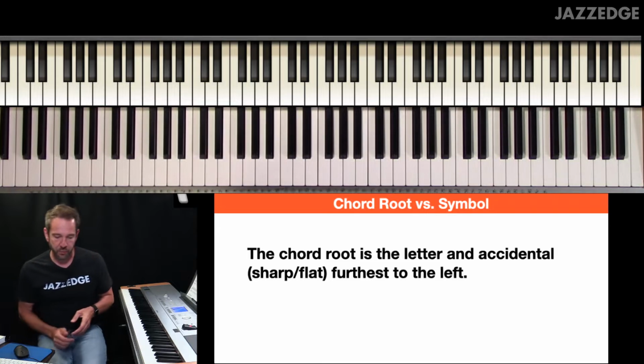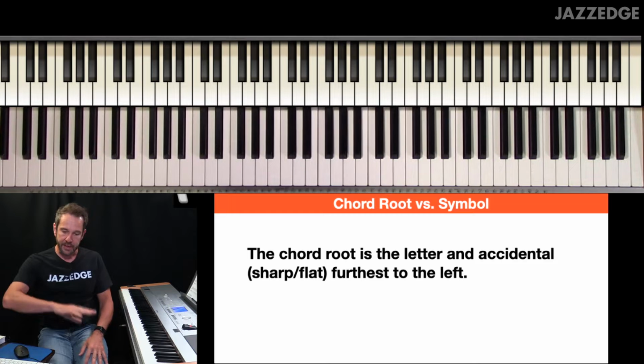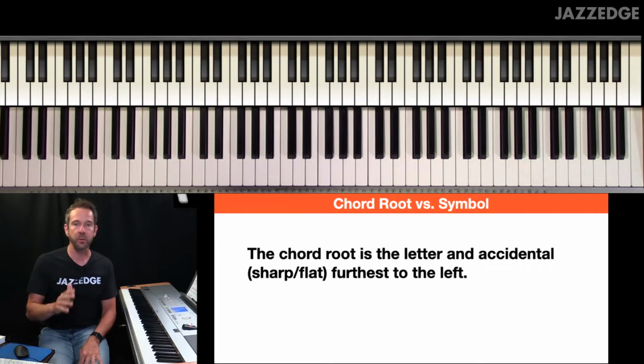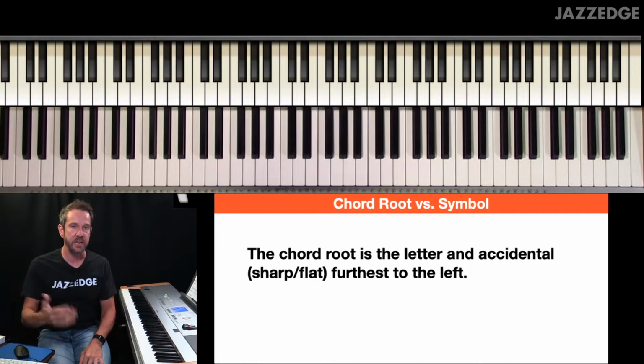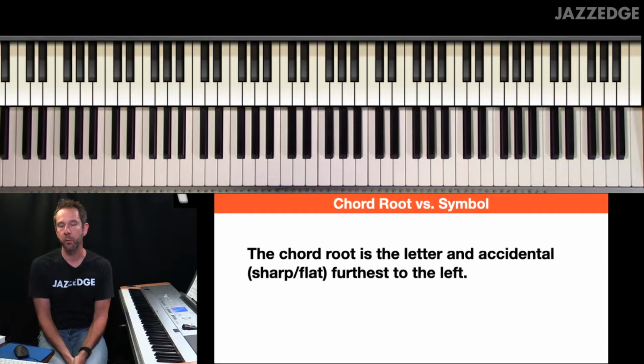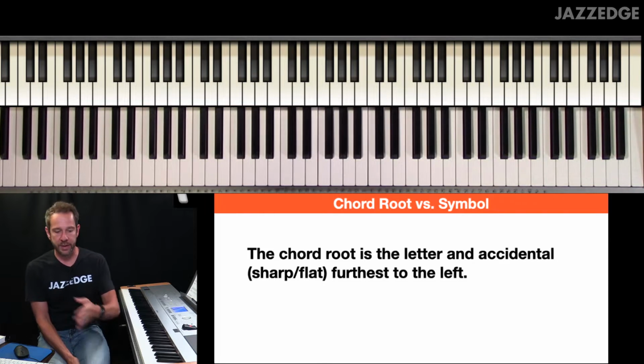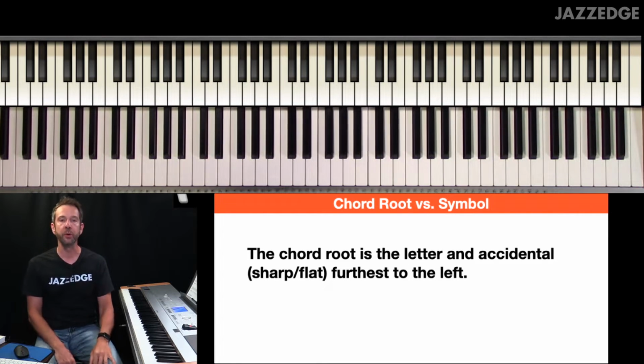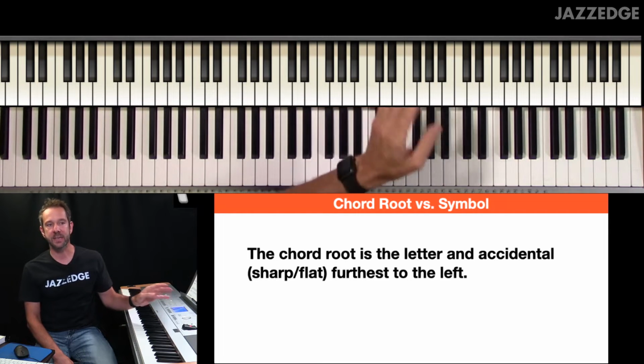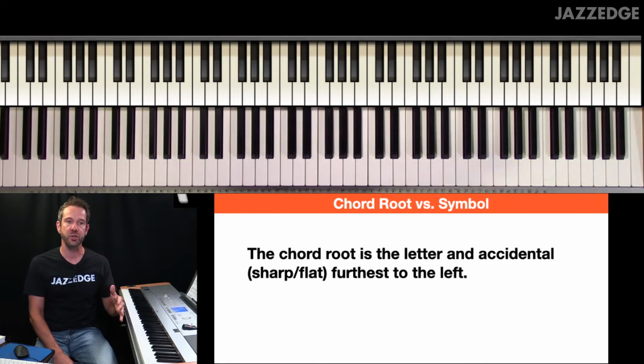All right, so now when looking at a lead sheet, we've got to be able to decipher between the chord root and the chord symbol, and you're going to see how this becomes very important as we go along with our 6 quick win standards. I'm going to talk more about the quick win standards in a little bit, but this concept, being able to find the root of the chord, is really, really important. All right, so the chord root is the letter and accidental, the sharp or flat, furthest to the left.